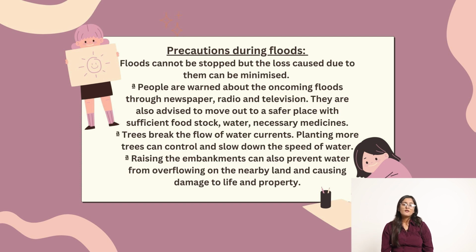Precaution during floods. Floods cannot be stopped, but the loss caused due to them can be minimized. People are warned about the ongoing floods through newspaper, radio and television. They are also advised to move out to a safer place with sufficient food stock, water and necessary medicines. Trees break the flow of water currents. Planting more trees can control and slow down the speed of water. Raising the embankments can also prevent water from flowing onto the nearby land and causing damage to life and property.